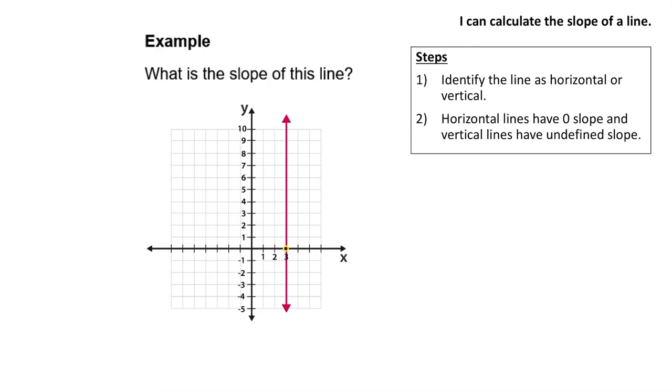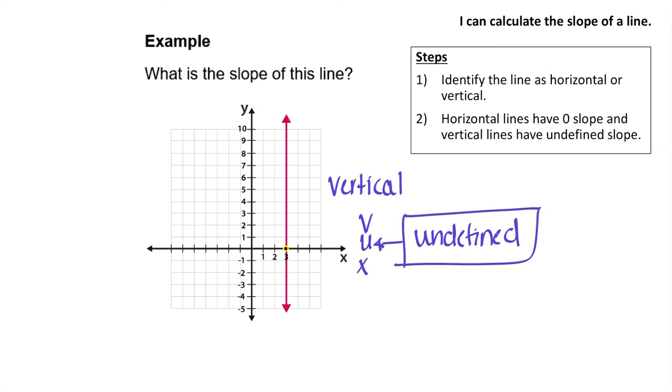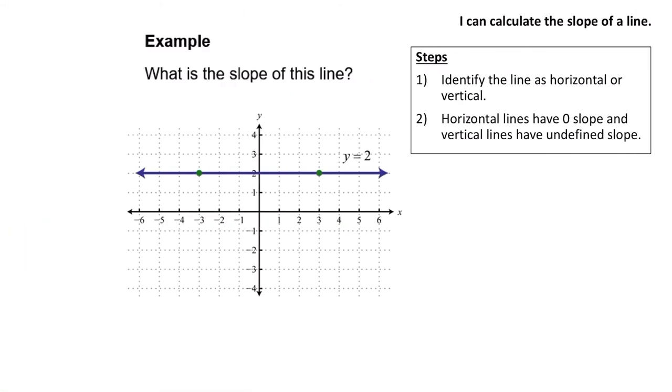Let's look at an example. What is the slope of this line? Well, this is a vertical line, so we know from our mnemonic that this is going to have an undefined slope. Looking at this next line, it's asking us to find the slope. You can see here, this is a horizontal line, so if we think about our mnemonic, a horizontal line is going to have a slope of 0.